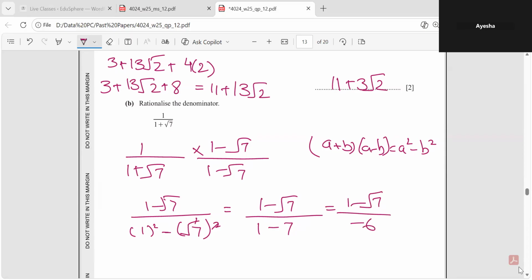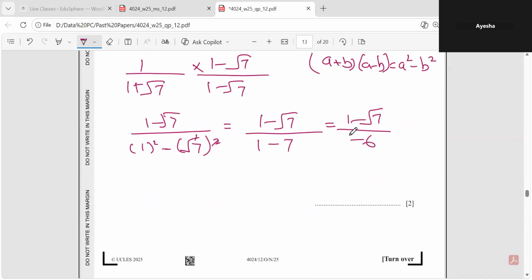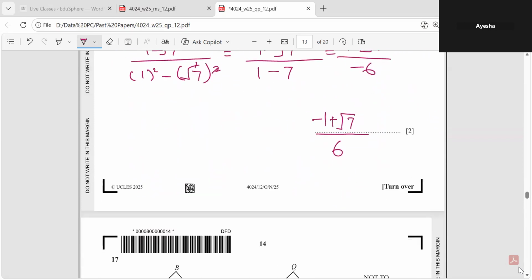And this minus 6 will move to the whole expression up, so it will change the sign. So it will be minus 1 plus 7 square root by 6. This will be the final answer. Moving on to the next question.